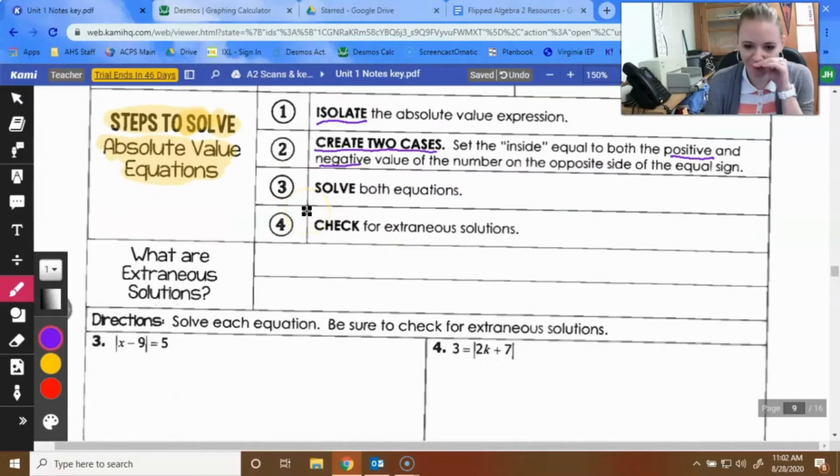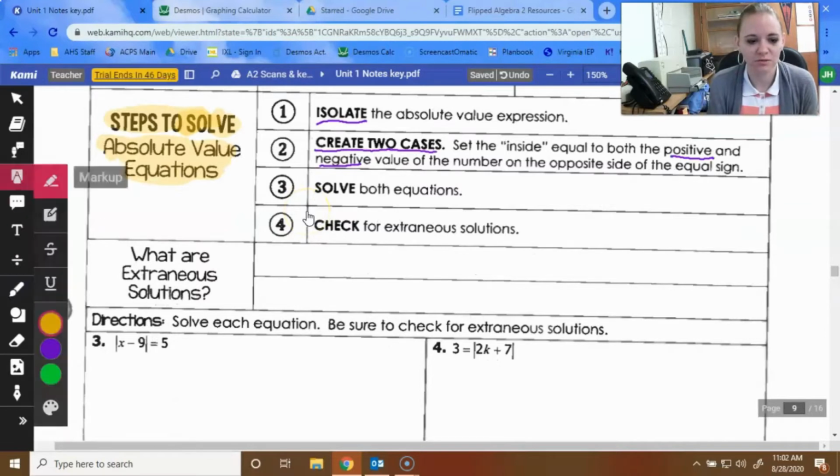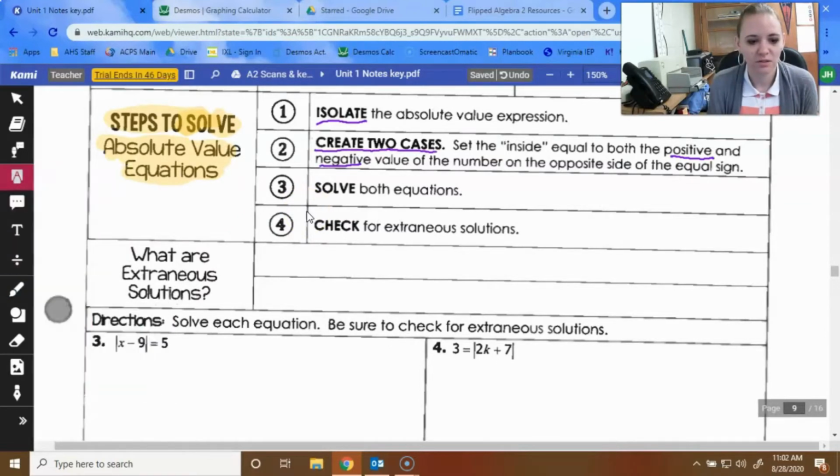And what are extraneous solutions? This is probably new as well. Let's get a color that highlights a little bit better than the yellow. Yeah, that's a little bit better.